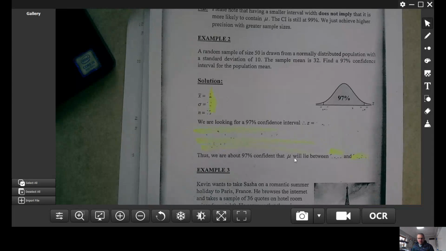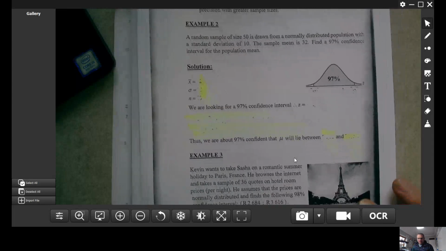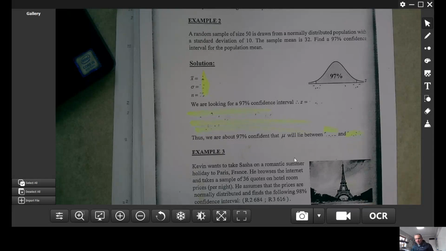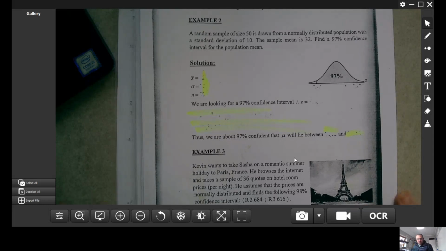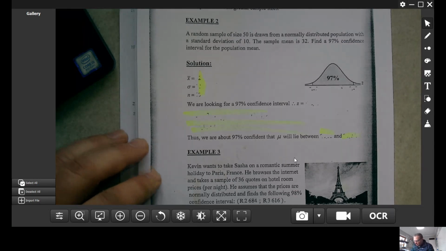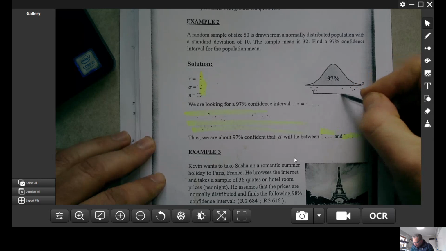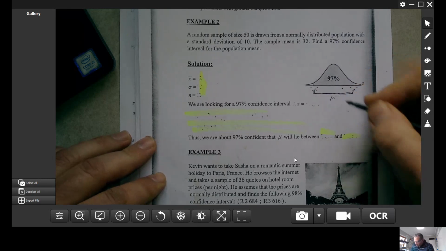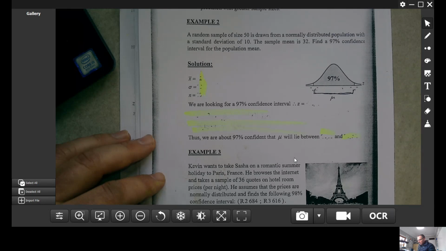Example 2 says: a random sample of 50 is drawn from a normally distributed population with a standard deviation of 10. The sample mean is 32. Find a 97% confidence interval for the population mean. So what are we trying to figure out? We want to be 97% confident. What are the boundaries? I'm 97% certain that the actual population mean will lie within that boundary.